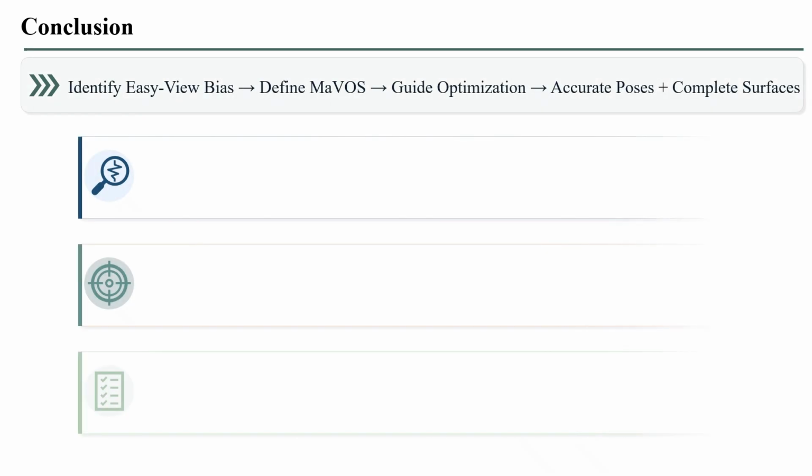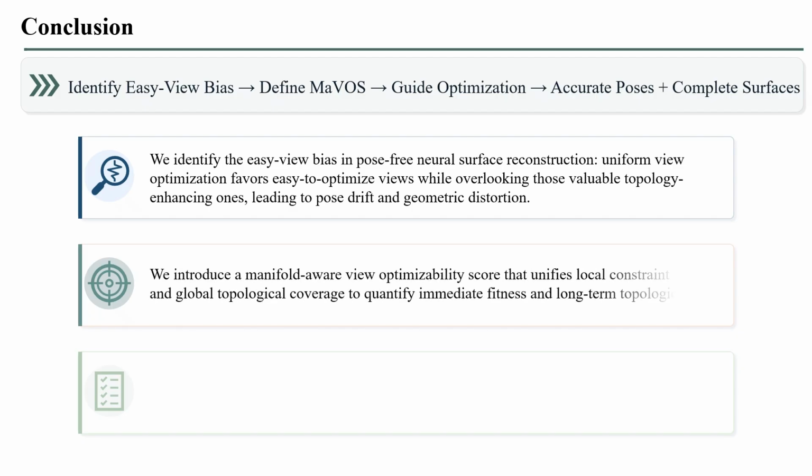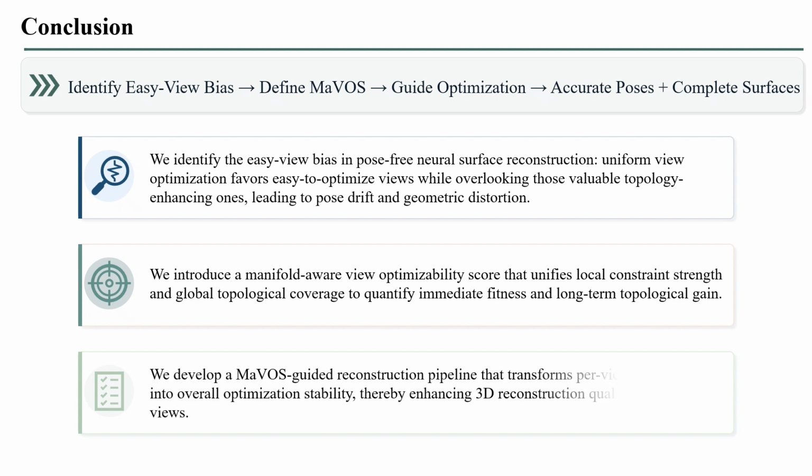To conclude, we identify easy view bias as a key challenge in pose-free neural surface reconstruction. To address this issue, we propose the view optimizability score, which jointly models local constraint strength and global topological coverage to measure the optimization value of each view. By integrating the view optimizability score into the reconstruction pipeline, our method achieves stable joint optimization from unposed images, improving both camera pose recovery and surface reconstruction quality. We hope that view optimizability will inspire future research on pose-free neural surface reconstruction.